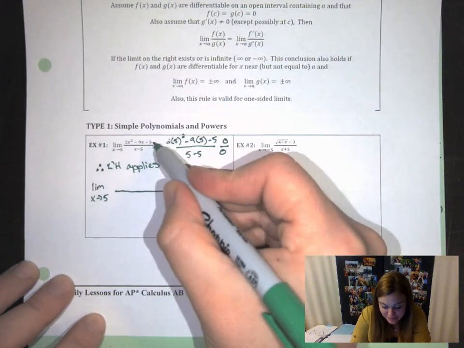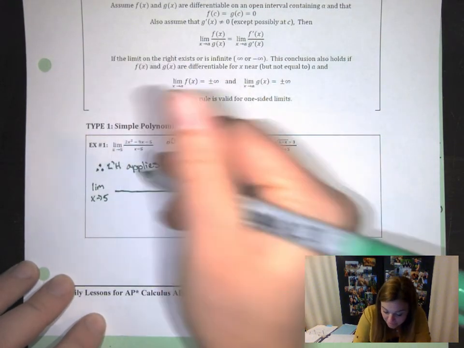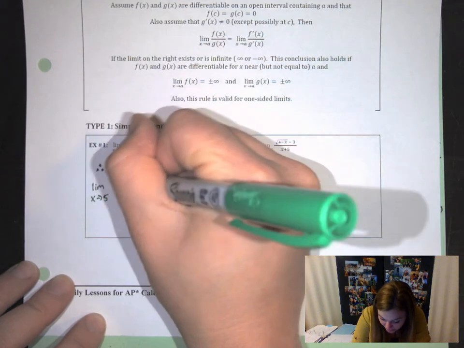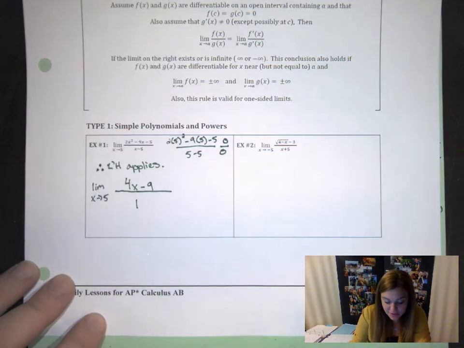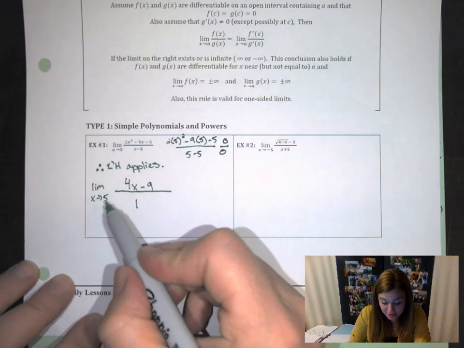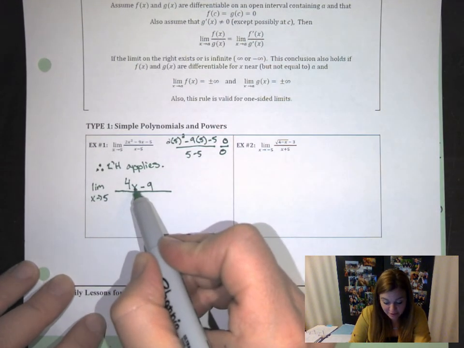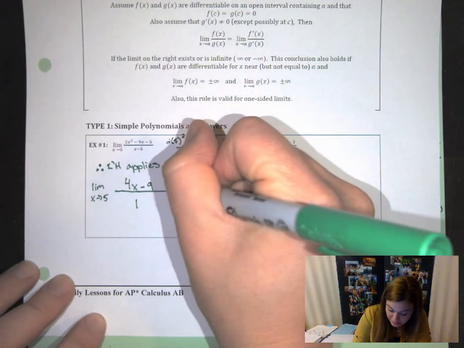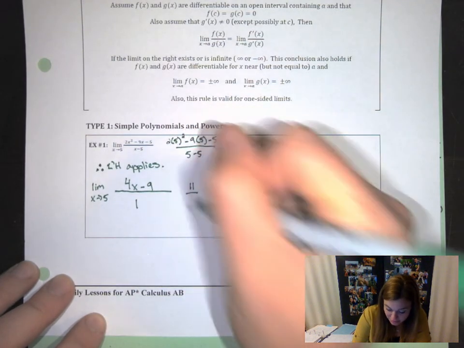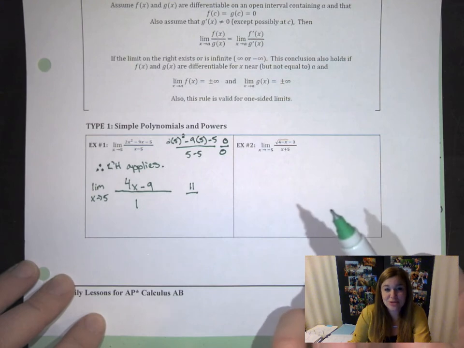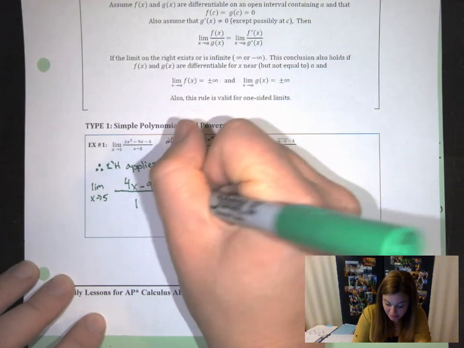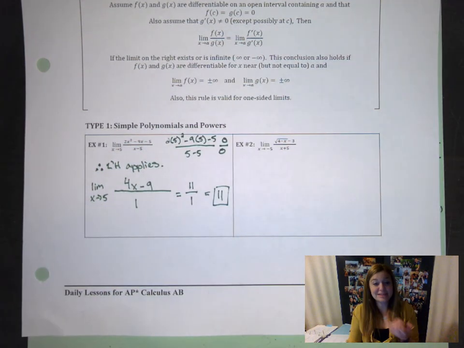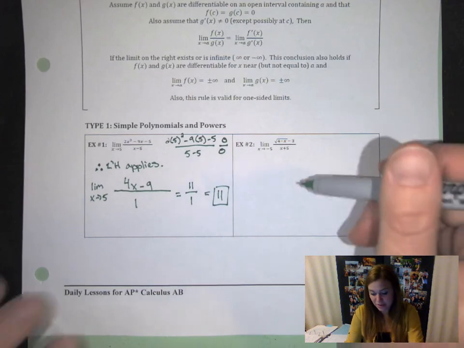And now I'm going to take the derivative of the numerator. So this would be 4x minus 9. The derivative of the denominator is 1. And now I can substitute again. So 5. So 4 times 5 is 20, minus 9 is 11. I can't even substitute here, so I just get 1. My limit, and I can actually set these equal now, is 11. What? Craziness. Okay, let's do another one.